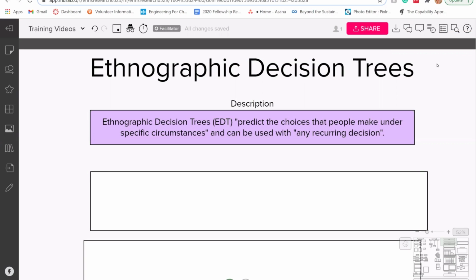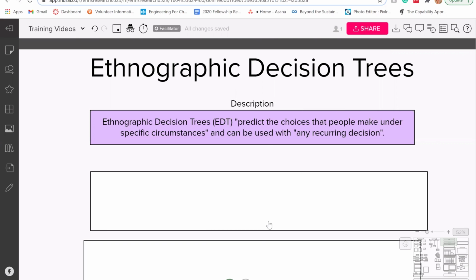This is Erin. In this video, I will be talking about ethnographic decision trees and how they will be used in our field study. So the term ethnography comes from the field of anthropology and is the study of people and cultures. Ethnographic decision trees can be used to predict the choices that people make under specific circumstances and can be used with any recurring decision.